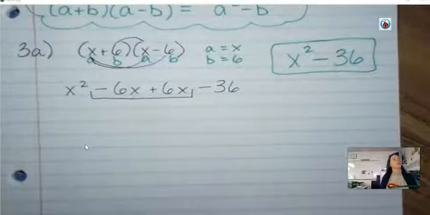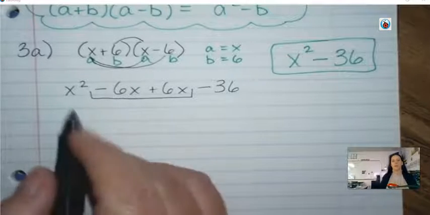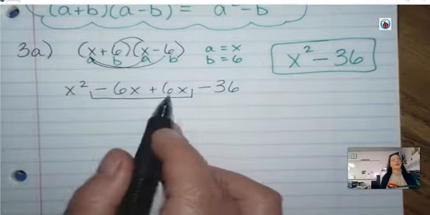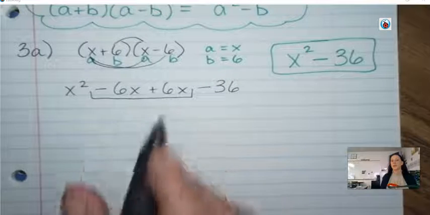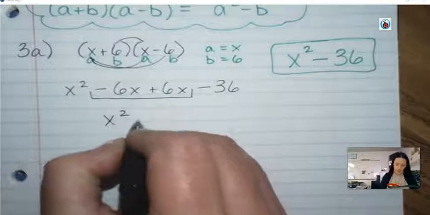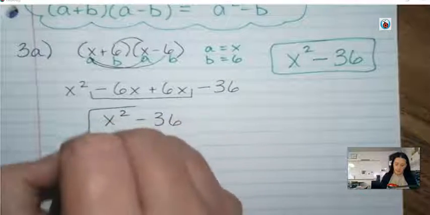Combine your like terms. If I have negative 6x's and then I add 6 more x's, I now have no more x's. So the x's are gone. I have 0 of them, so I'm left with x squared minus 36.